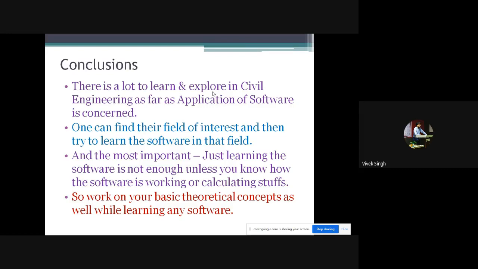Are you interested in GIS? Are you interested in total station? Are you interested in structural modeling? Are you interested in architectural modeling? Are you interested in basic data analysis or statistical analysis? So first you have to find out your interest. And if you have found your interest, you have decided, explore various software, learn the basic concepts and everything about that subject. And the most important, just learning the software is not enough unless you know how the software is working or calculating. So work on your basic theoretical concepts as well while learning any software.